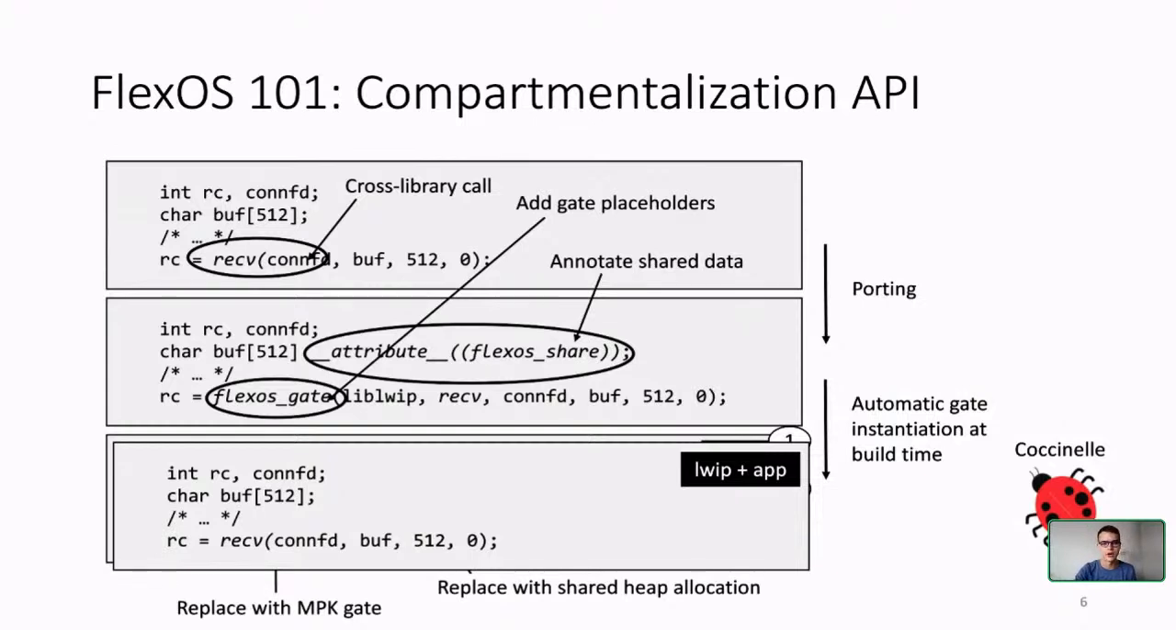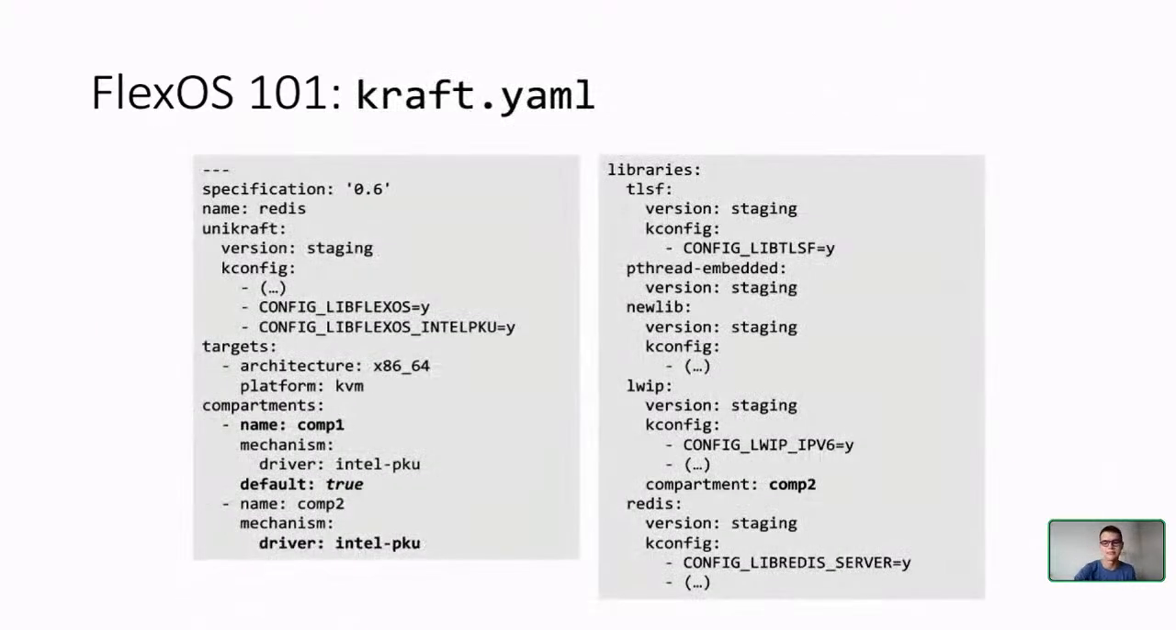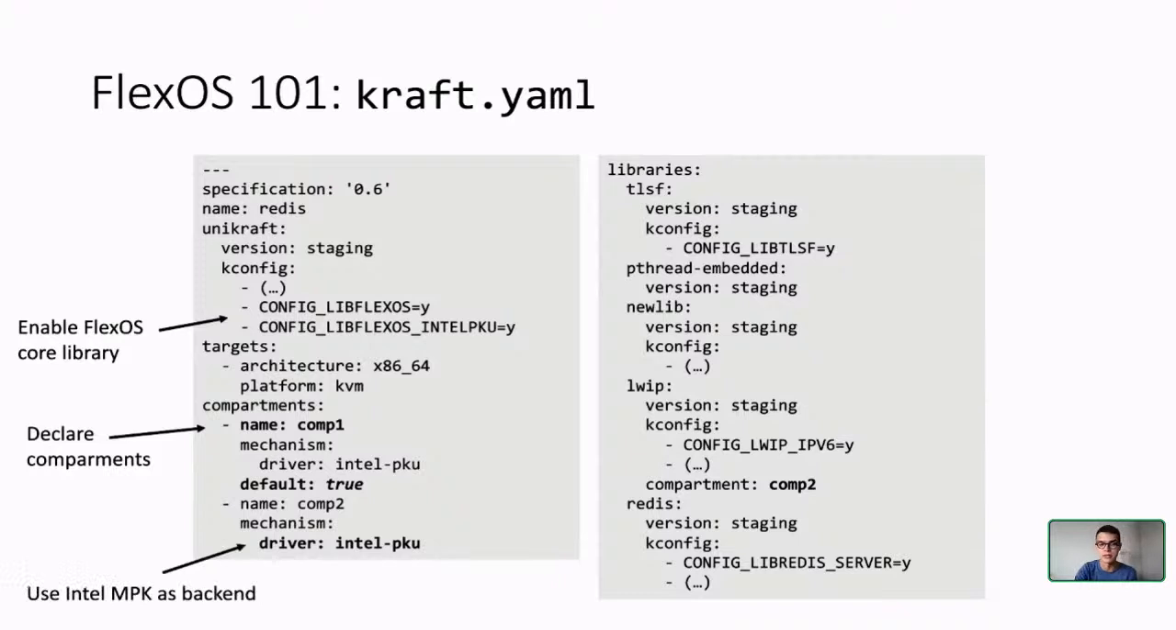Now, all of this is still a little bit abstract, so let's make it a little bit more concrete. In order to support flexible isolation, we essentially extended Kraft to perform this instantiation step that I just mentioned. And so Kraft.yaml now specifies the isolation profile of the image. So the first thing that we are doing is we enable core FlexOS libraries. We also add a new compartment section that is going to declare compartments that will be present in the image. Here we have two compartments. The first one is the default compartment, and we use Intel MPK to provide isolation.